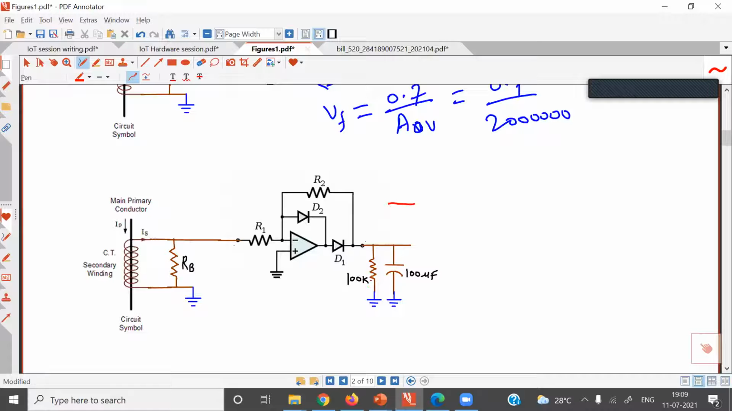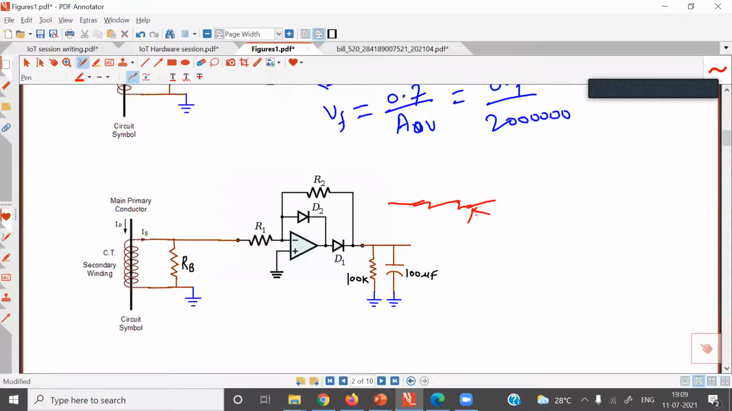And there is one more resistor connected here. In the absence of this resistor, the capacitor will take a very long time to discharge. So as we are putting here a 100K resistor, we will get DC voltage with very small ripple content. Ripple content will be very, very small. And then this voltage will be measured using on-chip ADC.